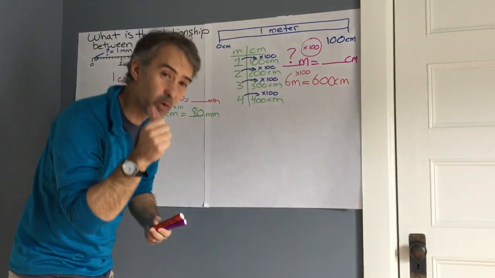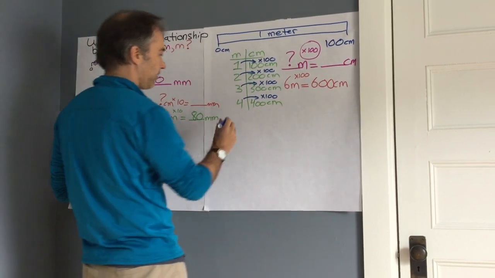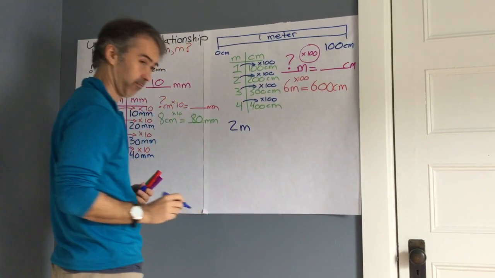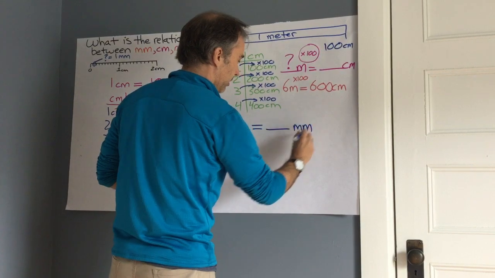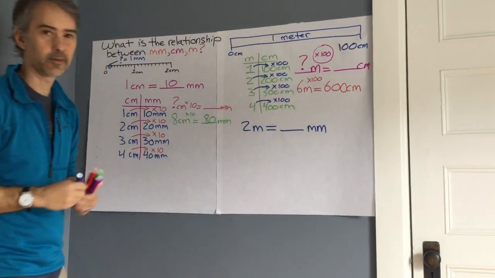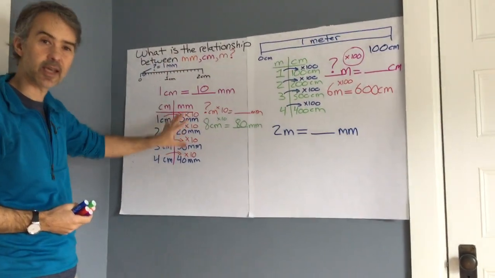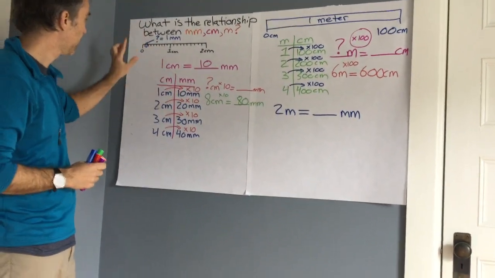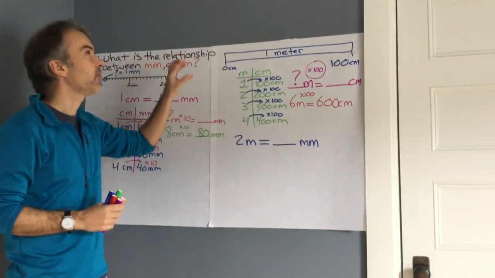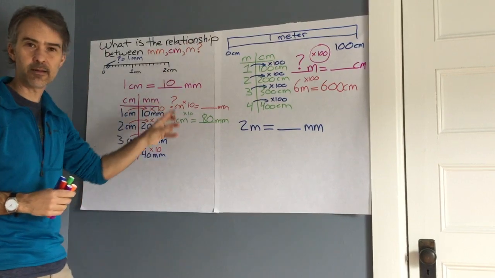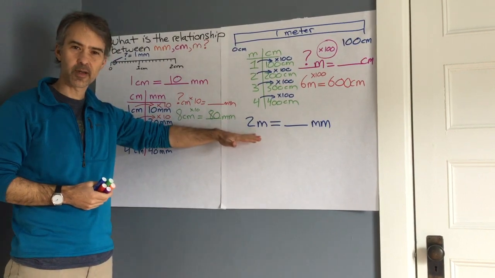Okay. If you're with me, here's your challenge question. I want you to try this one. I have 2 meters. I want to know how many millimeters that would equal. Mind-blowing. Okay, I want you to think about it and look at all our thinking. We know that 10 millimeters are in 1 centimeter, and we also know that there are 100 centimeters in 1 meter. How do you do this? So pause the video and try it.